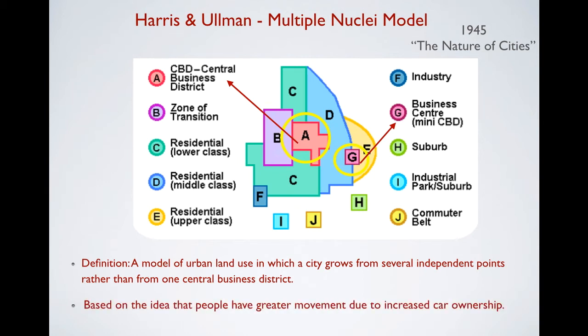This model was based on the idea that people have greater movement due to increased car ownership. The purpose of this model is to better reflect the complex nature of urban areas. And the distance decay theory is also applicable to this model because the population density and the land value decline with the distance from the central places.